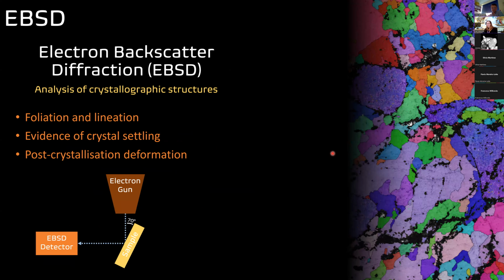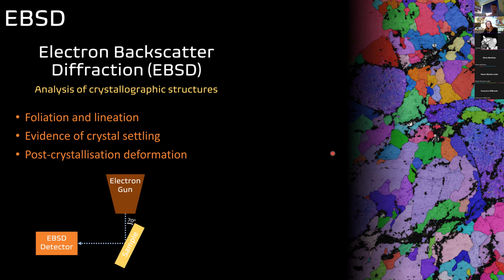A newer technique that I've recently taught myself how to do is electron backscatter diffraction. So this is using the crystallographic structure, so the orientation of your different minerals, to look for evidence of foliation, lineation, crystal settling, magma flow, deformation that happened post-crystallization. And this one is a little bit more complicated because you have to tilt your sample to 70 degrees.